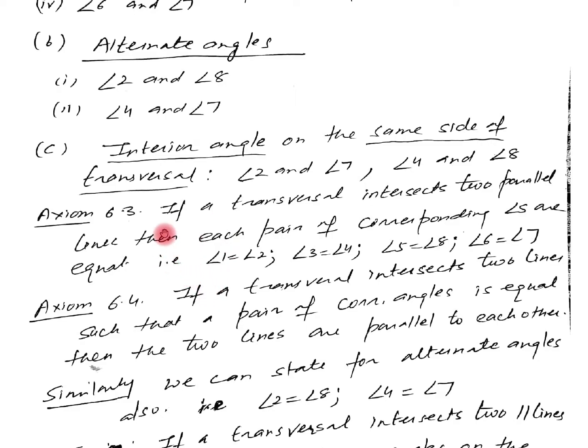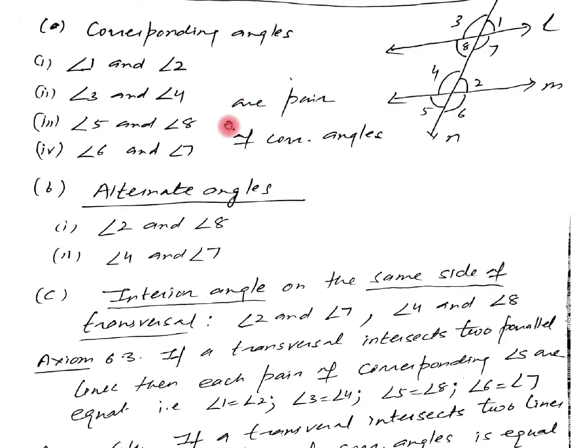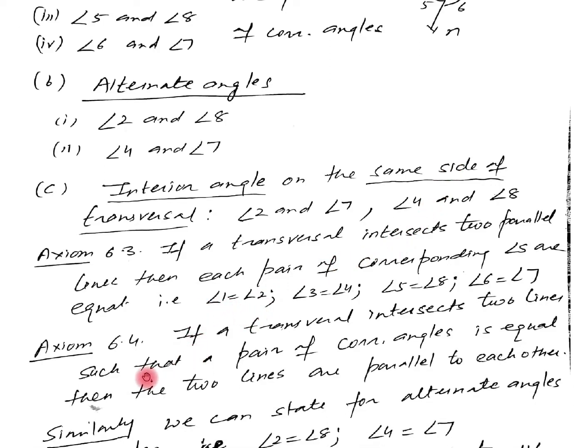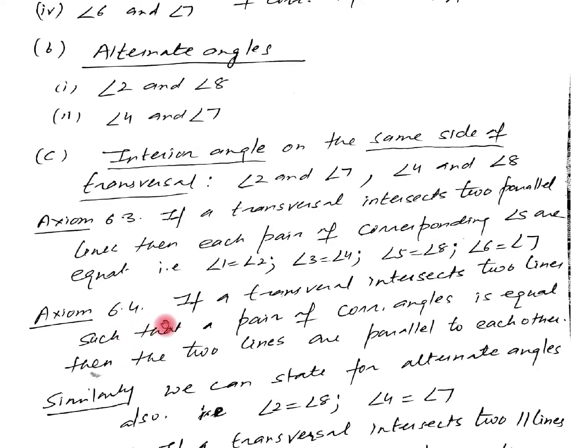Now here is the converse of axiom 6.3. If the lines are parallel, then the corresponding as well as the alternate angles are equal. If the angles are equal, then the lines must be parallel. So 6.4 is the converse of axiom 6.3. Axiom 6.3 states, if a transversal intersects two parallel lines, then each pair of corresponding angles is equal. Whereas in 6.4 it is given that if a transversal intersects two lines such that a pair of corresponding angles is equal, then the lines must be parallel to each other.